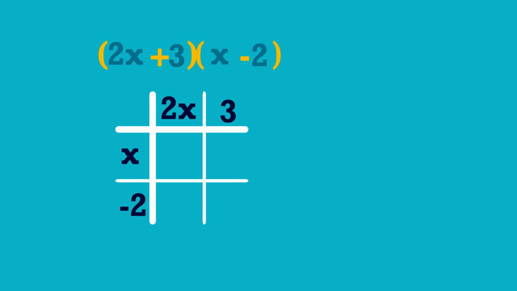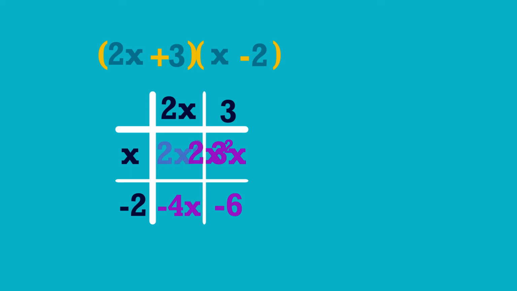I now need to fill in the rest of my grid. 2x times x is 2x squared, x times 3 is 3x, 2x times negative 2 is negative 4x, and 3 times negative 2 is negative 6. Now I have all my terms in pink, I have to add them up. I do have to be a little bit careful when I'm adding negatives. If you're not sure about adding and subtracting negatives, you can check out my video on the topic.